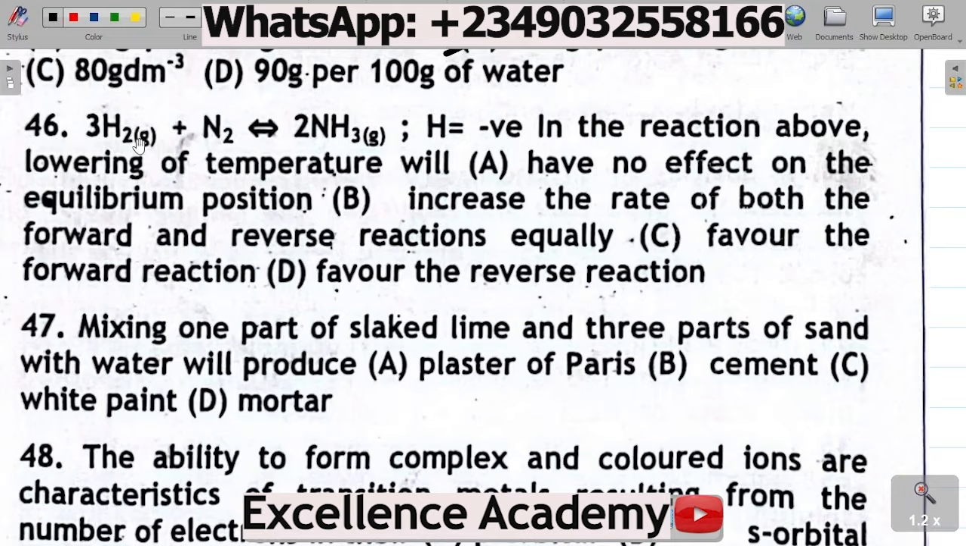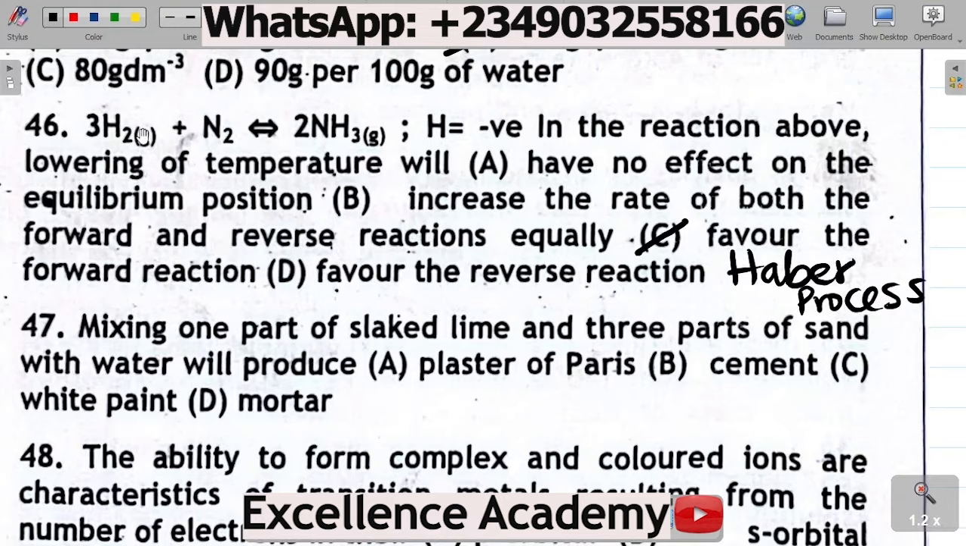For this question here, 46, this is called the Haber process. It's a popular process known as the Haber process. And for the Haber process, the reaction is usually exothermic. That means heat is lost to the surroundings. And that's why the change in H is negative, because heat is lost to the surroundings. Now, note that for the Haber process, lowering the temperature favors products formation. So if you look at the options there, the correct answer will be C, favors the forward reaction.